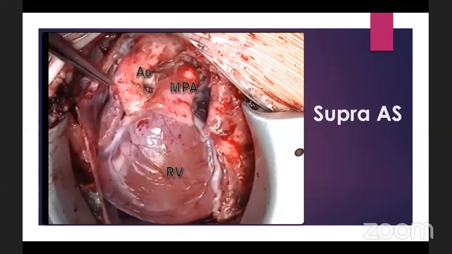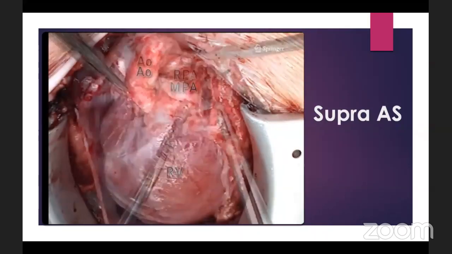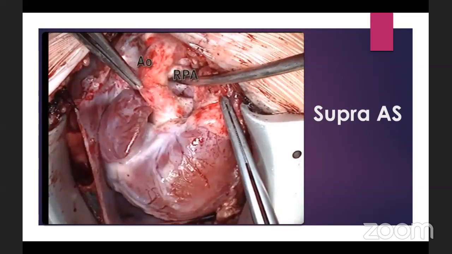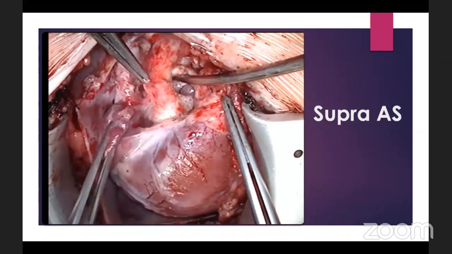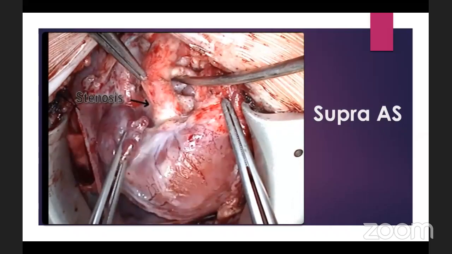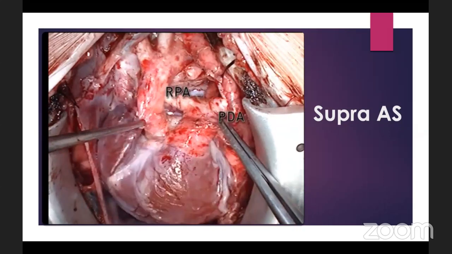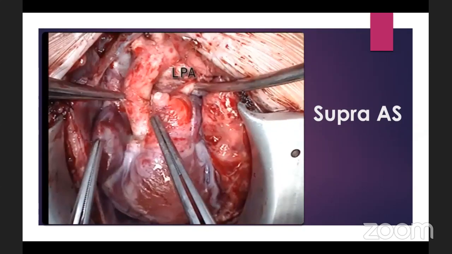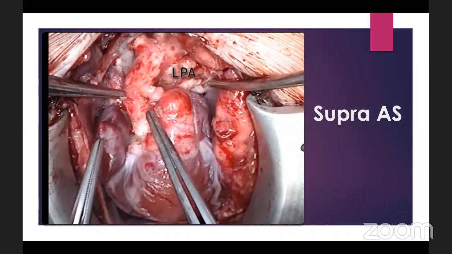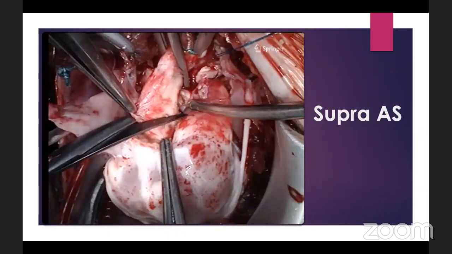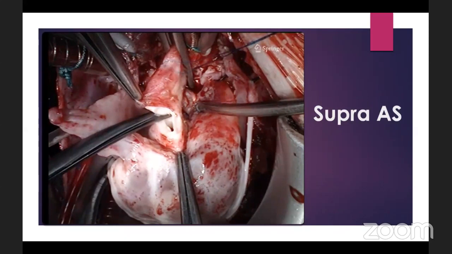From the outside, they don't look too bad. If you look at the PAs, you wouldn't expect that angiographic image. I mean, the RPA and LPA look reasonable in size. You can see the aortic stenosis, the supravalvular aortic stenosis. Well, the hallmark of this disease is how thick the walls are, and you'll see in a second here how thick these walls are. So this is the aorta transected, and look at that.